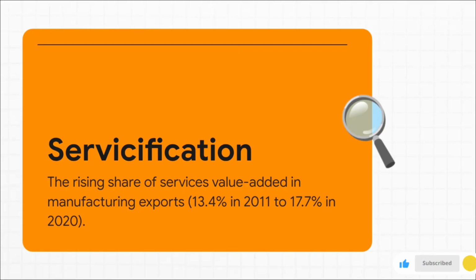All right, here's another piece of jargon you absolutely need to know: servicification. It sounds complicated, but it's pretty simple. It just means we're embedding more and more services into the goods we manufacture and export. Think about a modern car. It's not just steel and rubber anymore. It's packed with software, complex design, and logistics services. And as you can see, this is a growing strength for India's exports.